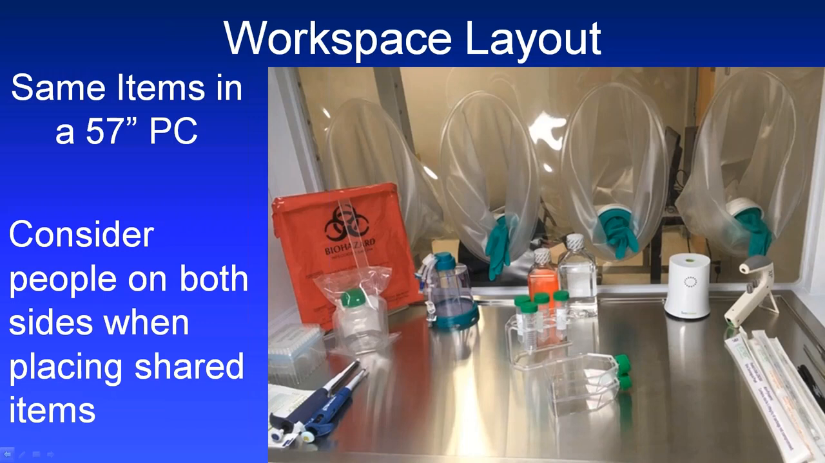sides. Now, these are the same items laid out in a 57-inch processing chamber. First of all, you see you've got a lot more room. But also, if you have someone working across from you, you may want to refigure your layout so that both of you can reach things that are important for you and you both have good workspace.